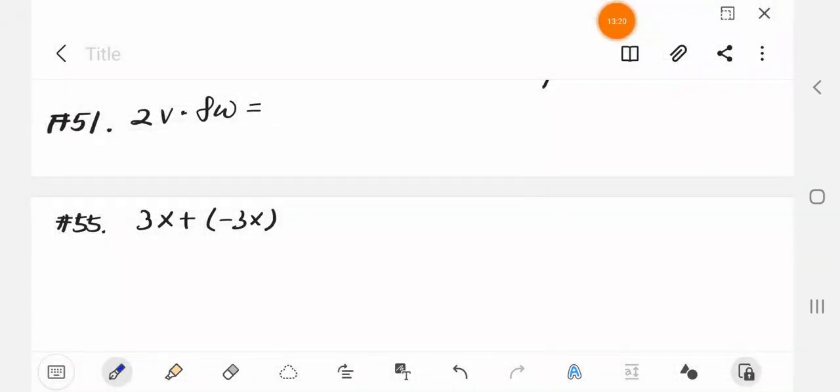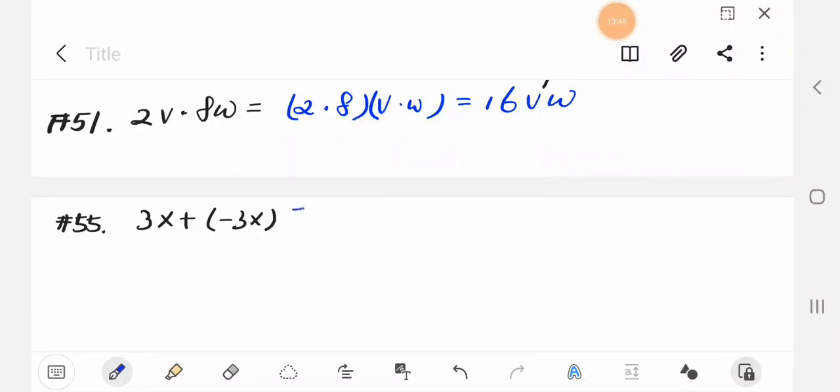Okay, number 51, 2v times 8w. So why don't we put 2 and 8 together? Let's skip some steps. What you can do is 2 times 8 together, and then v times w together. So this is 2 times 8, 16vw.